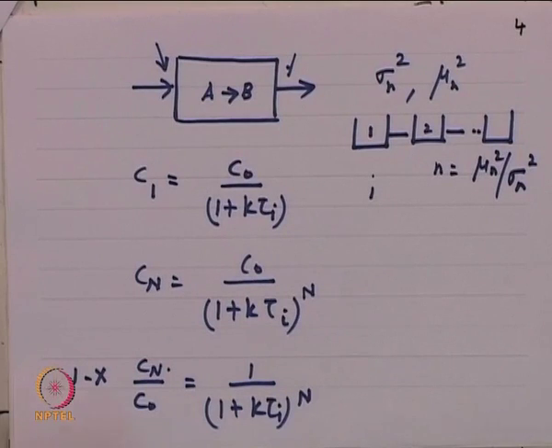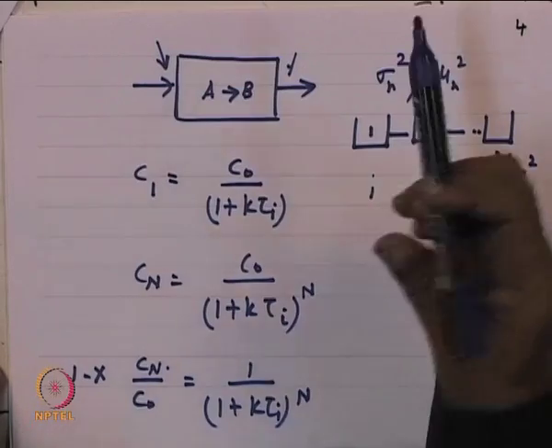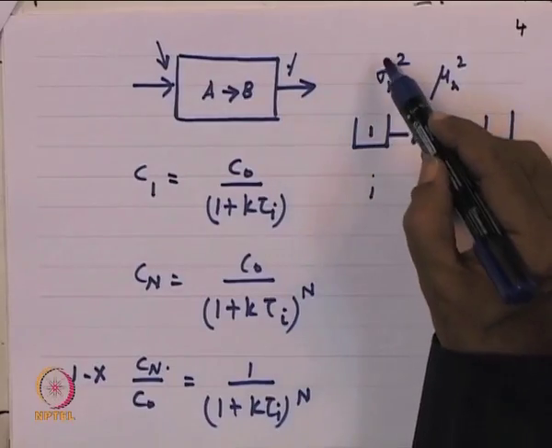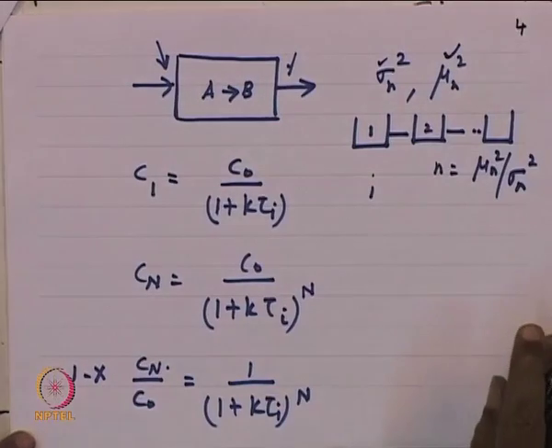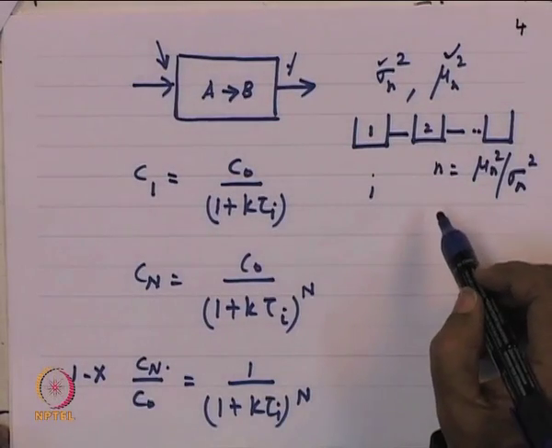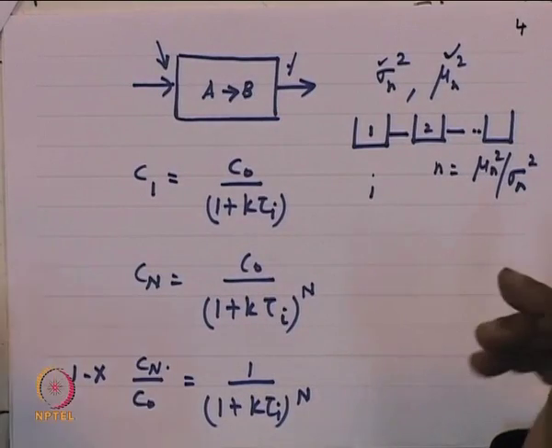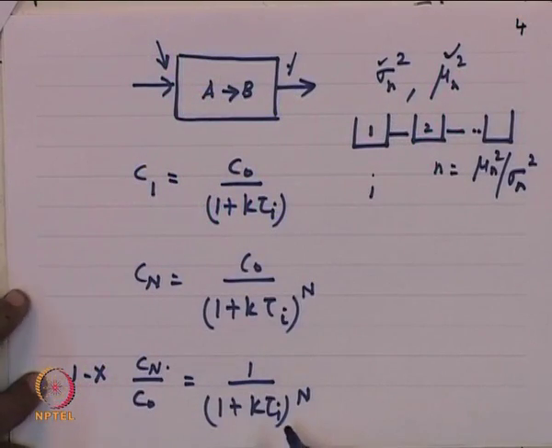So, this is known. Just to summarize, if you have an arbitrary vessel and we have done the RTD test of this vessel, from which we have found out sigma squared and mu squared, then this arbitrary vessel can be approximated as a sequence of stirred tanks where n is given by mu n squared by sigma n squared. So, once you know that an arbitrary vessel can be described in terms of an n tank sequence, if it is a first order reaction, we know that 1 minus x is given by C n by C 0. Therefore, this is given by 1 by 1 plus k tau I to the power of n.